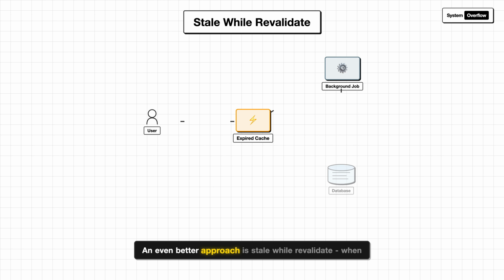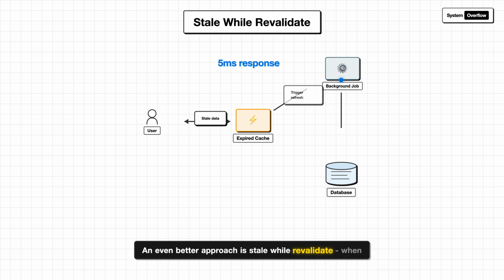An even better approach is stale while revalidate. When the cache expires, you immediately return the old stale value to keep response times at 5 milliseconds, and then kick off a background job to fetch fresh data asynchronously so the next request gets the updated version. Which means your users never see slow responses and your database never gets slammed.